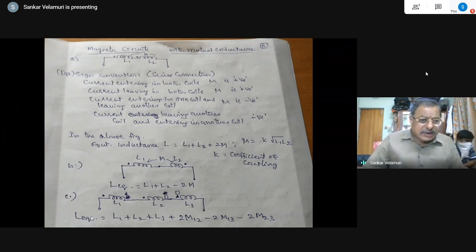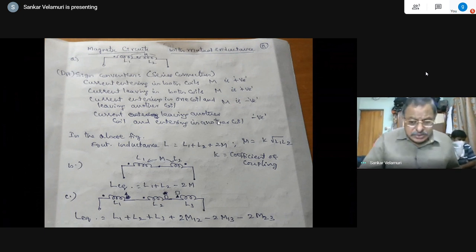So the equivalent inductance using the sign convention is the sum of the individual inductances, L1 plus L2 plus L3 plus 2M12 minus 2M13 minus 2M23, based on the sign convention. I hope it is clear because it is based on the dot convention.